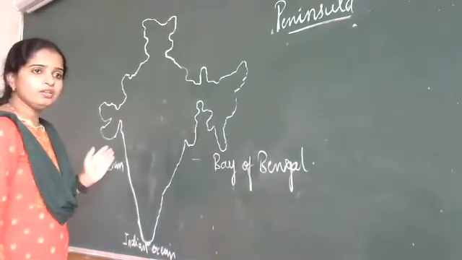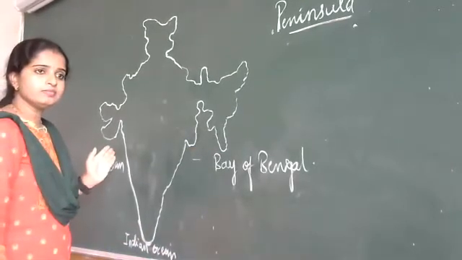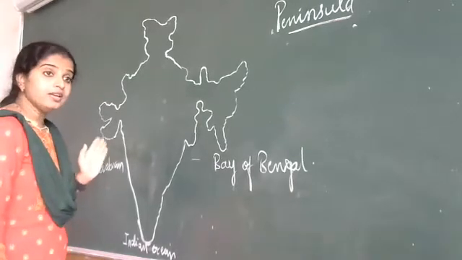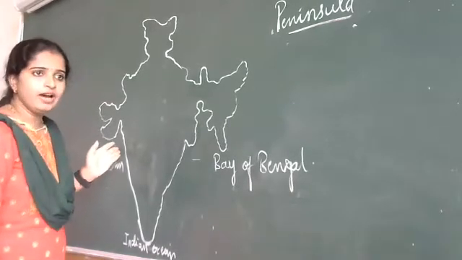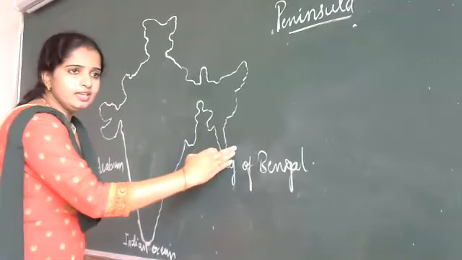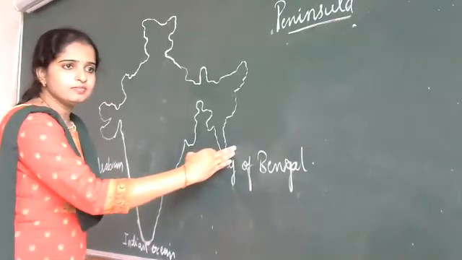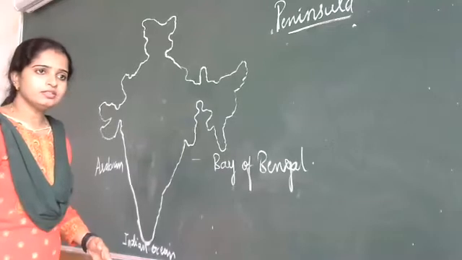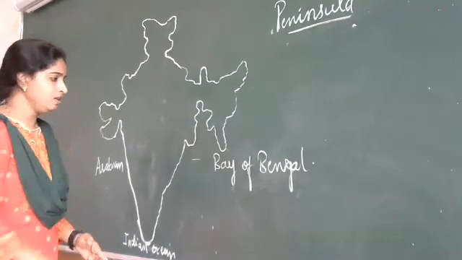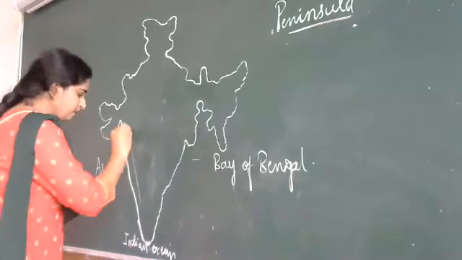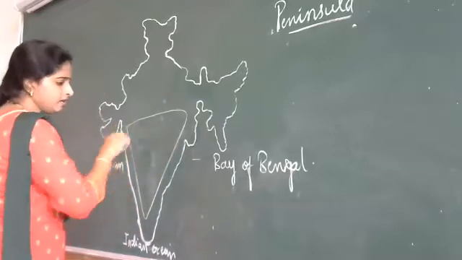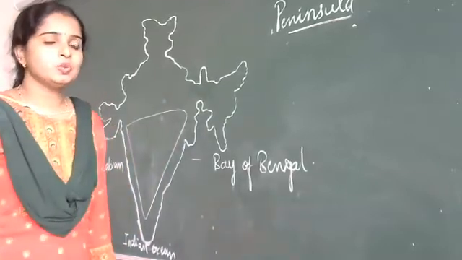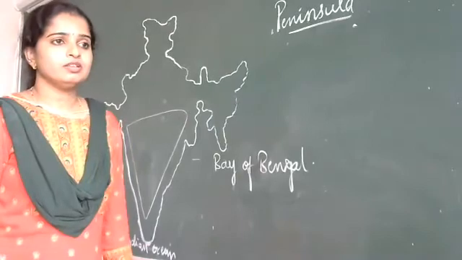This side is called what? West. In the west we have the Arabian Sea. In the east, the Bay of Bengal. In the south, the Indian Ocean. So this part is called a peninsula. Yes or no?